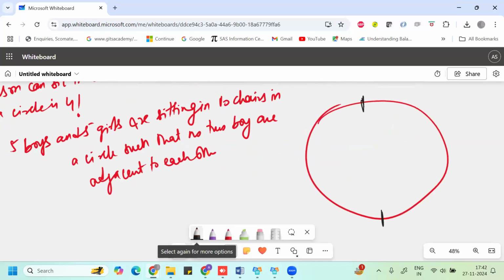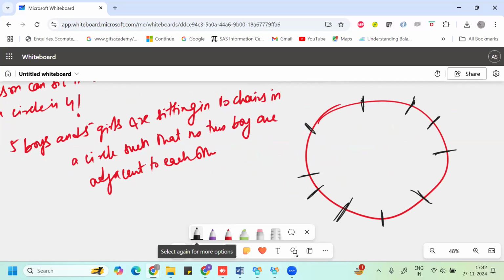One, two, three, four, five, six, seven, eight, and then nine or ten. Okay, total 10 persons are there. And I want to make sure that no two boys sit next to each other.